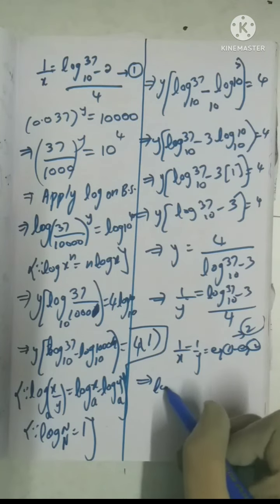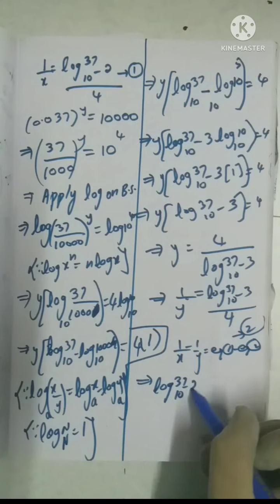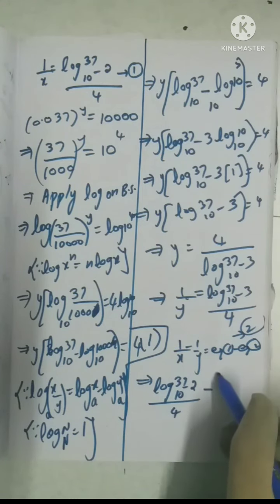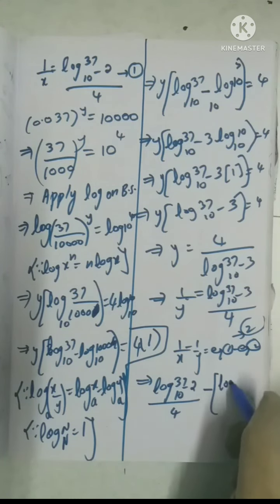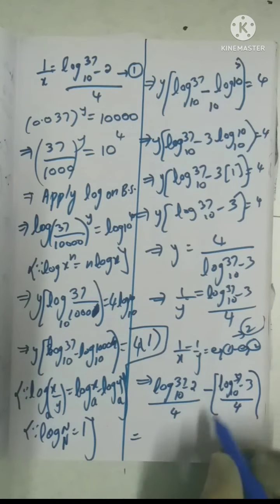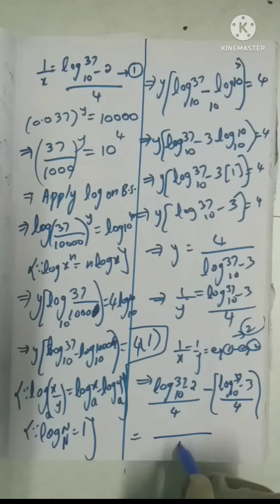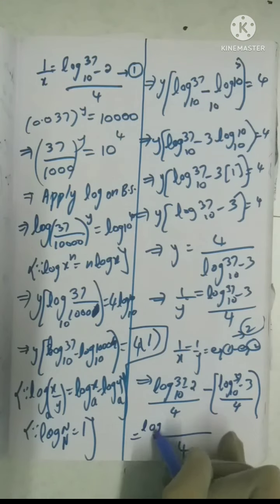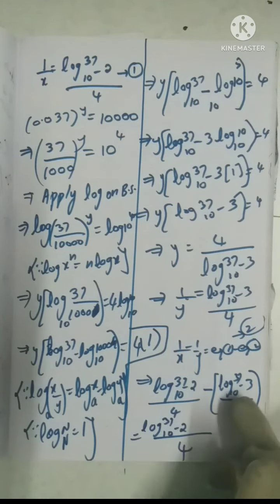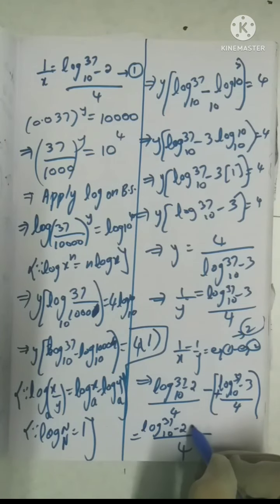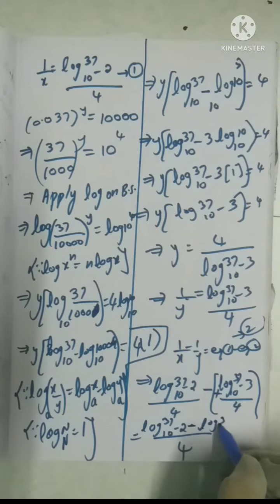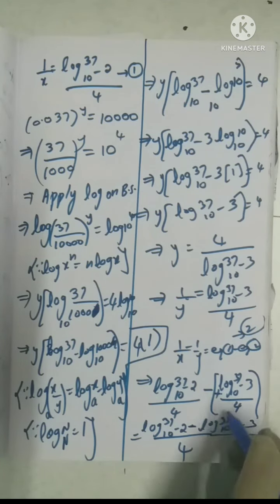We got log 37 to the base 10 minus 2 by 4 as our equation 1, minus 1 by y. What is 1 by y? We got log 37 to the base 10 minus 3 by 4. That is nothing but, LCM of 4 and 4 is 4 only, and it becomes log 37 to the base 10 minus 2, and we have minus into plus is minus log 37 to the base 10, and here minus into minus is plus 3 minus log 37 to the base 10.